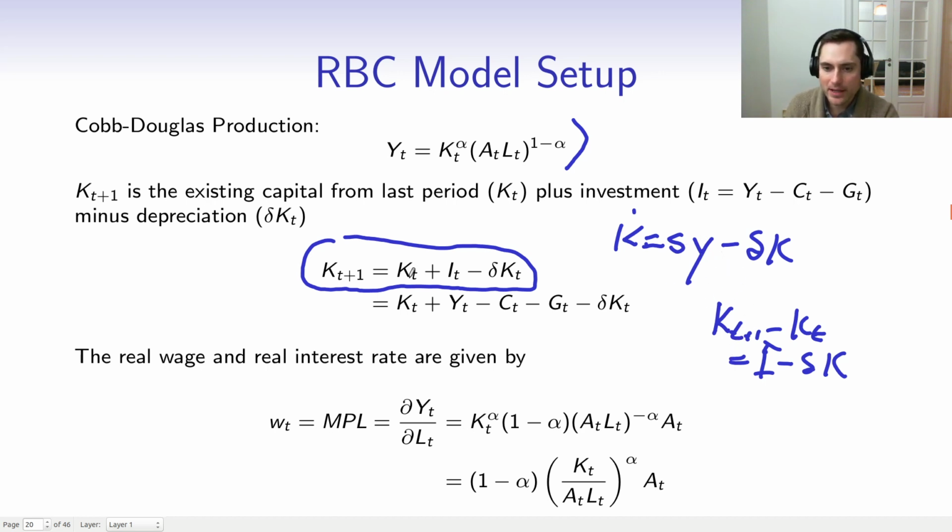So here you can see we've got a K_t, and then we're going to change this investment to this equation, which is just another way of writing investment. It's going to be output minus consumption, and then also minus government purchases.